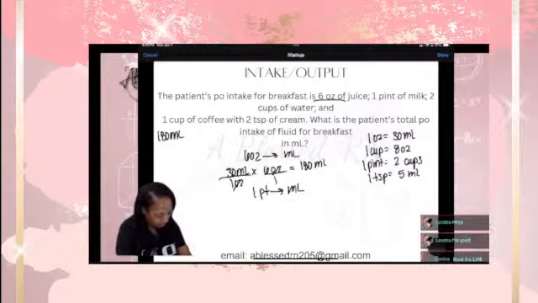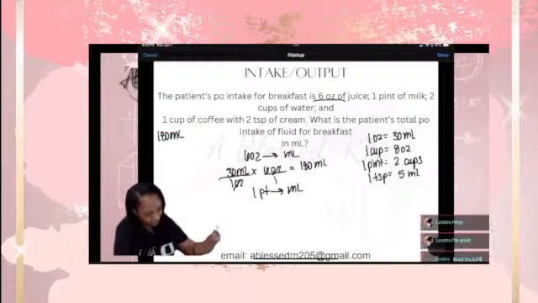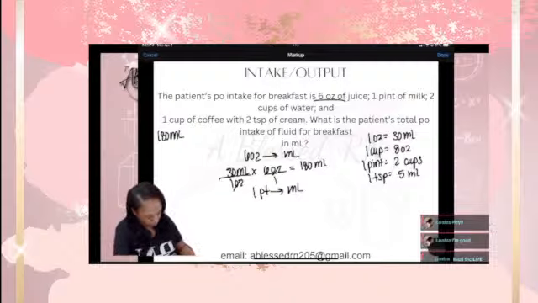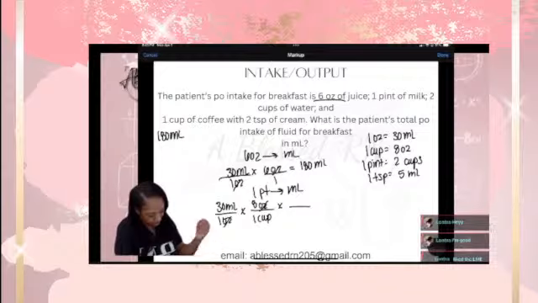Okay. So 1 pint of milk. So we do 1 pint, and we have to go to cups, and then cups to ounces, and then ounces to milliliters. So that involves a lot more steps. All right. So if we're looking for milliliters, we'll do 30 milliliters is 1 ounce. So now we have ounces at the bottom. We need ounces at the top. So we have 8 ounces is 1 cup. Okay, ounce crosses out. We have cups at the bottom. We need cups at the top.